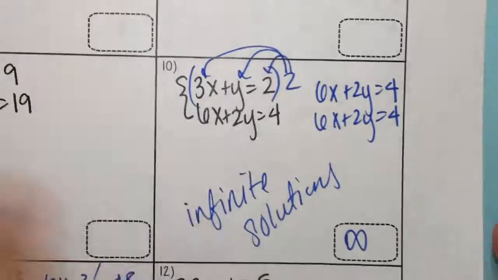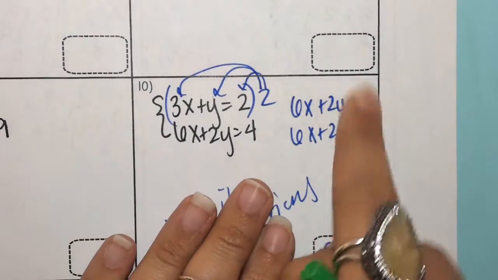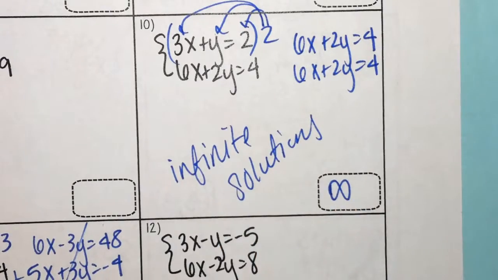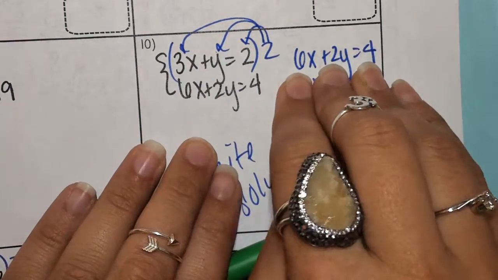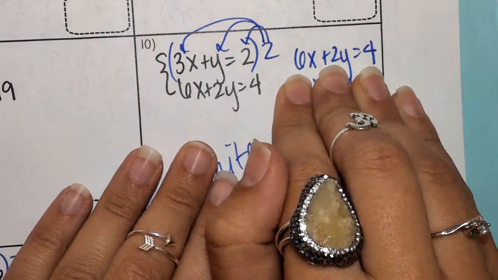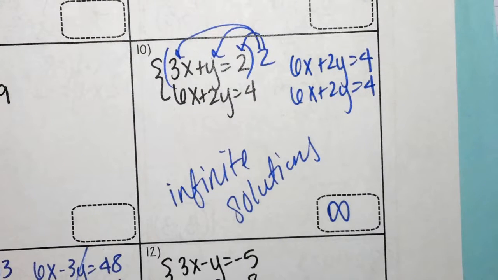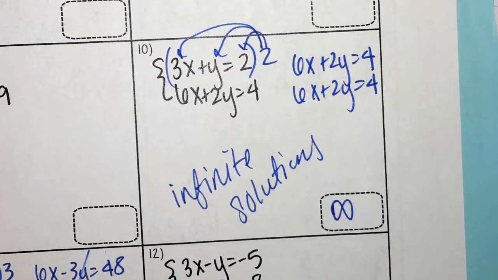Alright, so for number 10, I multiplied the top equation by 2. I saw that they were the exact same thing, therefore it's infinite solutions. If I multiply the top one by 2, that turns into 6x plus 2y equals 4. And then I bring this one over. They're the same thing, so it's infinite solutions. Alright, there's 12 months in a year, so do number 12.